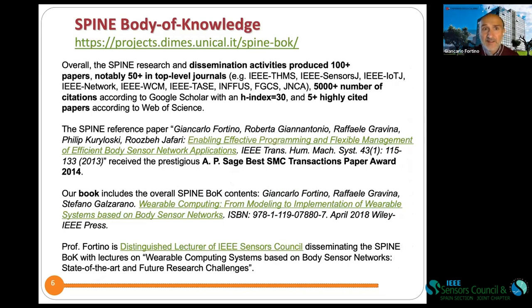The project, which is still an open source project, produced many papers, a lot of papers in top level journals, also received many citations, also several highly cited papers with outcomes of the SPINE project, specifically the reference SPINE paper. You see the very first one on this slide, that was let's say a milestone of our project. You are strongly invited to read it, because it provides the fundamentals of the SPINE framework with also some applications and the methodology to drive the development of such BSN systems.